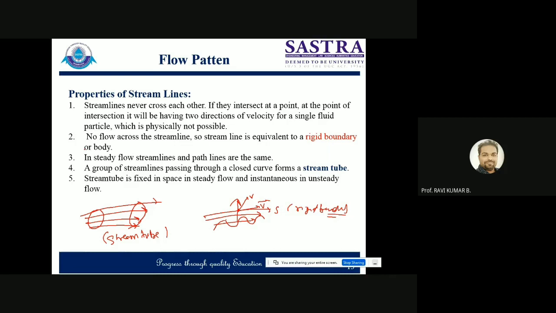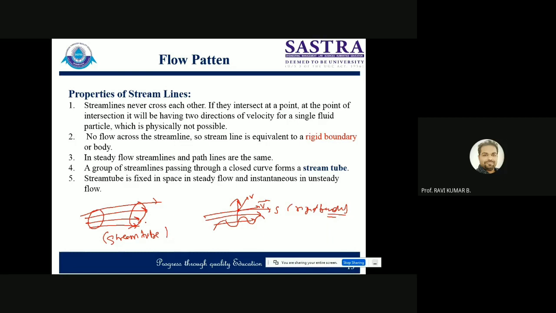Now, last point, stream tube will be fixed in space for steady flow. Steady flow means variation in property with respect to time is zero, but with respect to space, it may vary. If it is a steady case, the stream tube will be fixed. If it is an unsteady flow, the stream tube will not be fixed, it will be moving. It's instantaneous. You cannot fix the location of stream tube for an unsteady flow.